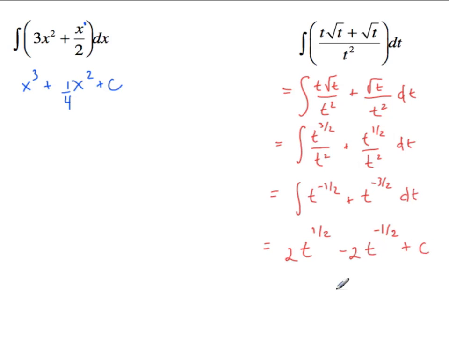plus c. And then if you want to rewrite this a little bit nicer, we can have 2 root t. The general rule is if it came in roots at the start, you need to leave it in roots at the end. So minus 2 divided by root t plus c.